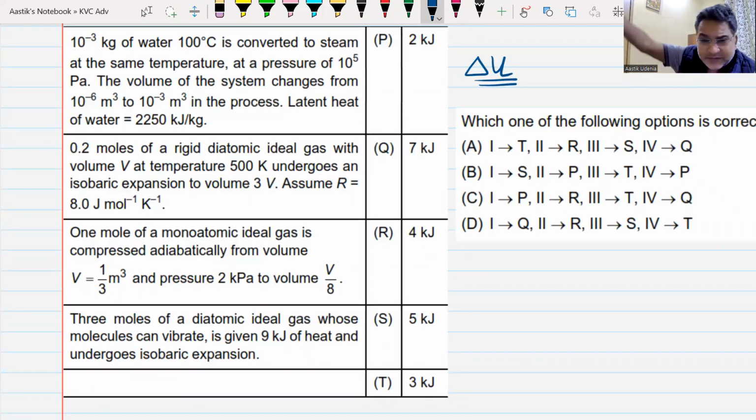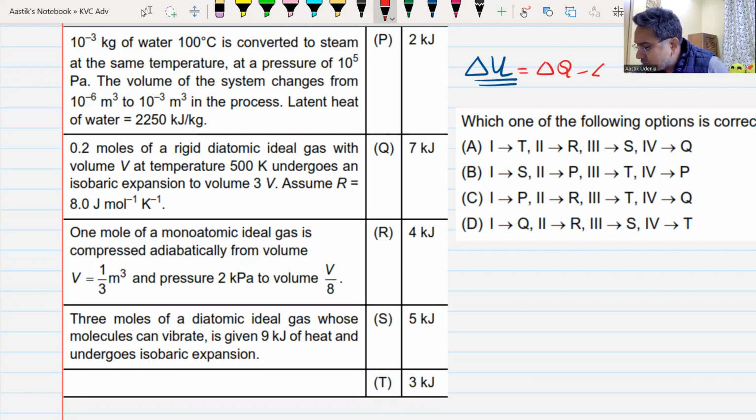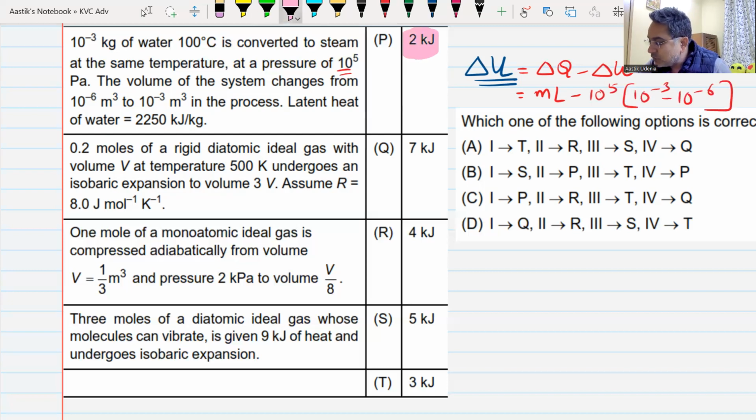Option C is absolutely correct. You don't have to do the other questions. You can just do this one, and you have to find delta U. Delta U is equal to delta Q minus delta W. Yes or no? Delta Q is M into L, and delta W is P into delta V. P is given, atmospheric pressure, 10 raised to the power 5, into the change in volume, 10 raised to the power minus 3 minus 10 raised to the power minus 6, and you do all this, I think you will end up somewhere with 2 kilojoules. So to solve that question, you don't have to do anything more, but you can solve the other questions as well.